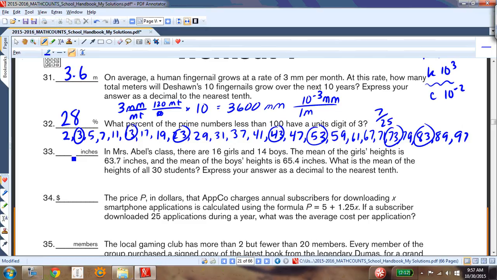In Mrs. Abel's class, there are 16 girls and 14 boys. The mean of the girls' height is 63.7 inches, and the mean of the boys' height is 65.4 inches. What is the mean of the heights of all 30 students?